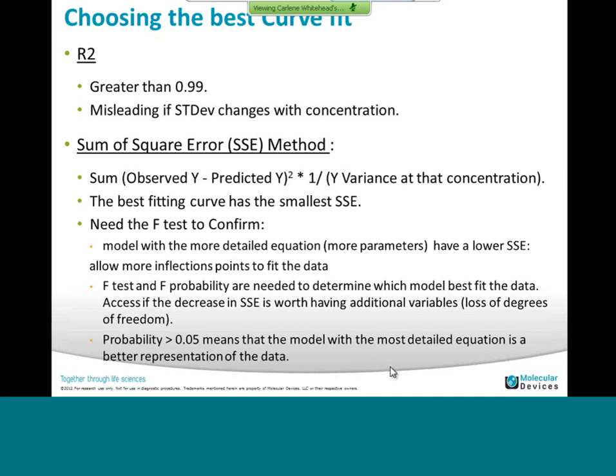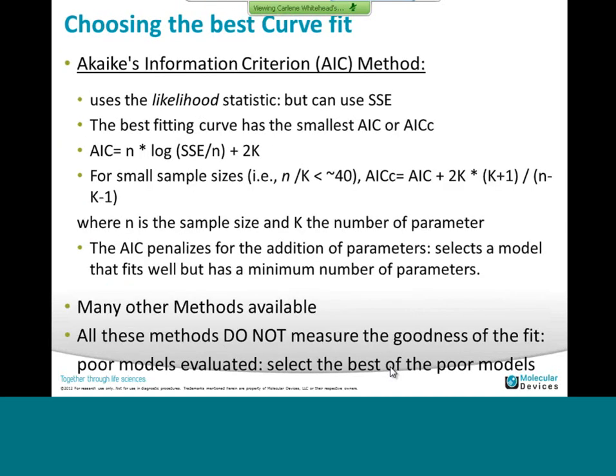And this is because the model with the more detailed equation, so the model with more parameters, has a lower sum of square error because you allow more inflection points to fit the data. Therefore, you need the F test and the F probability to confirm that adding an extra parameter, so losing a degree of freedom, is worth it to decrease the sum of square error. If the probability is lower than 0.05, then the model with the most detailed equation is a better representation of your data. So this has been implemented in the protocol.